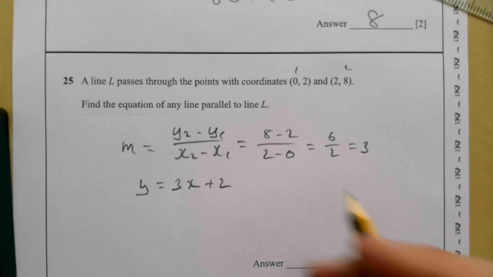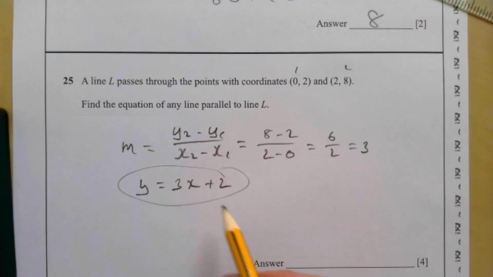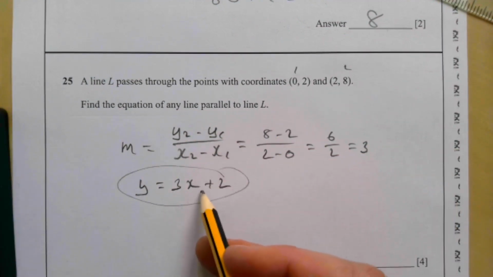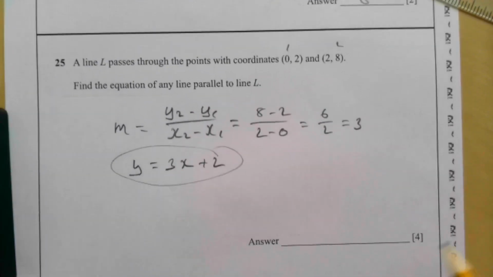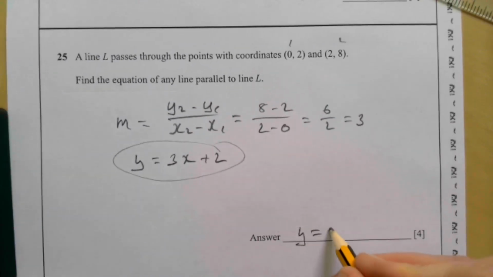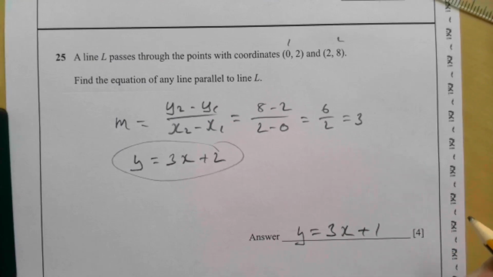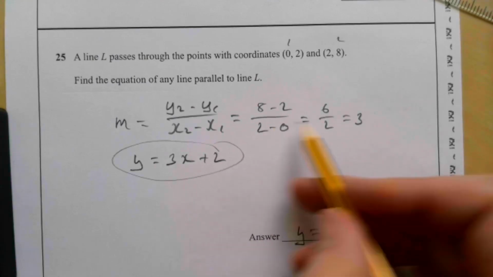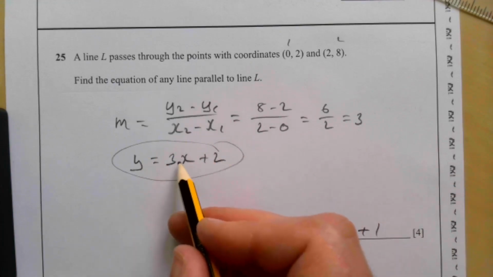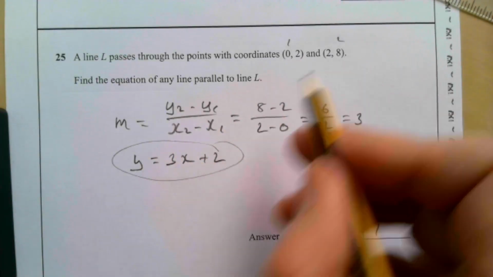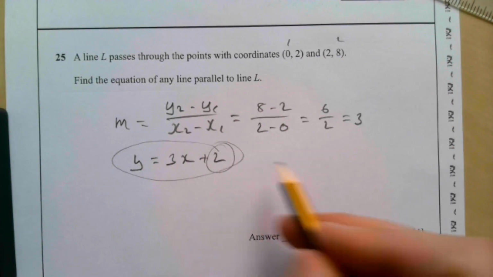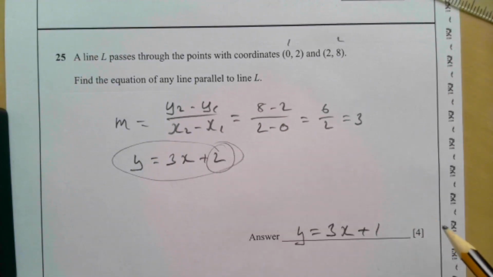We effectively have to give the equation of any line parallel to this one, so we can write y equals 3x plus anything except 2. So y equals 3x plus 1 would be fine. So we've got our gradient there. You can sub in (0, 2) or (2, 8) to get this 2, but you need to be careful you don't write the 2 down there because it needs to be a line parallel to it. That's us finished.